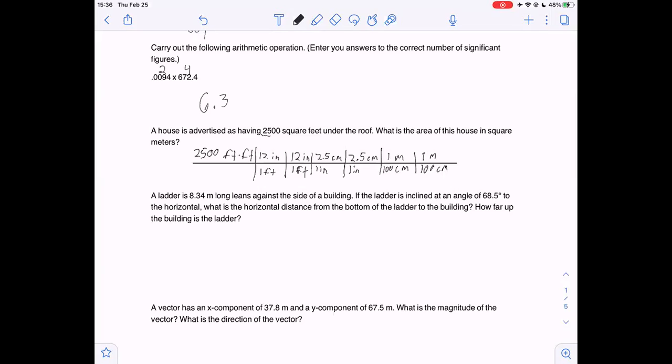What'd you wind up with? Okay, 2 sig figs. 230 meters squared. Everybody on Zoom, understand that? Got that? Awesome.